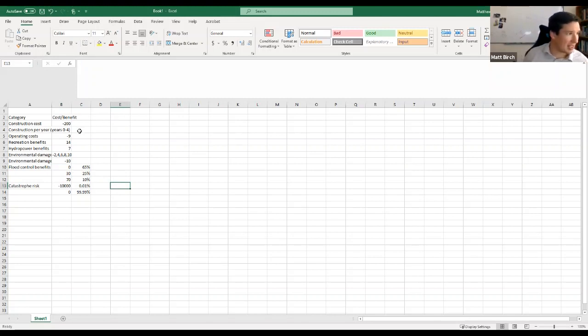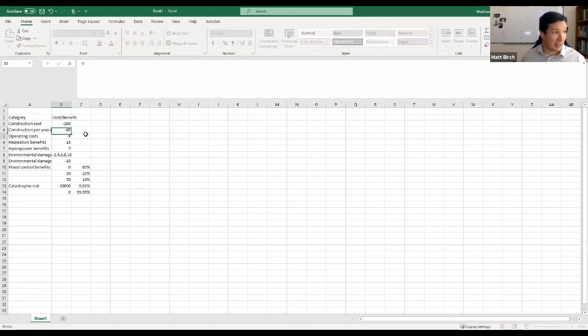Now, a couple of little side notes just for the way I set it up. 200 million for the construction costs, but it's spread over 5 years. So this is going to be minus 40 per year if it was spread out evenly, which I'll usually assume it is just for convenience's sake.